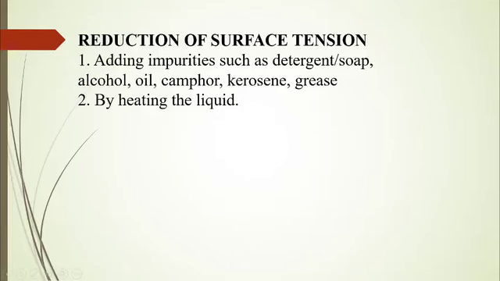Now, what are some ways that we can reduce surface tension? One of the ways that we can reduce surface tension is by the addition of impurities such as detergent, soap, alcohol, oil, camphor, kerosene, and grease. So these are impurities that we can introduce into a system and will help to reduce surface tension. Additionally, if you want to reduce surface tension, you can also heat that liquid.